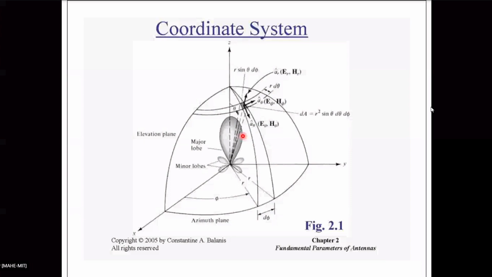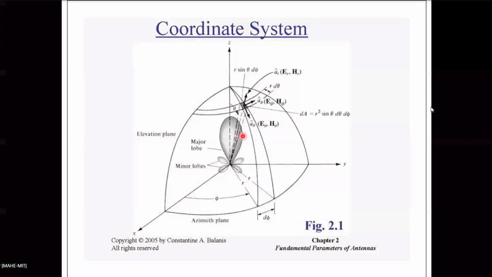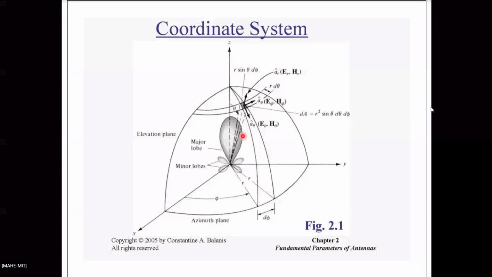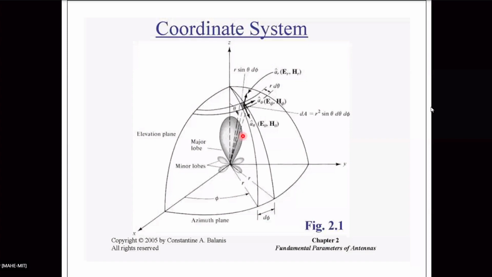So the parameter may be either electric field or magnetic field or power density or polarization. So many parameters can be plotted as a function of theta and phi. The main thing is the electric field pattern and the power pattern. Okay, electric field pattern, we keep R constant. R is a far off distance from the antenna, a point which is very far away from the antenna.